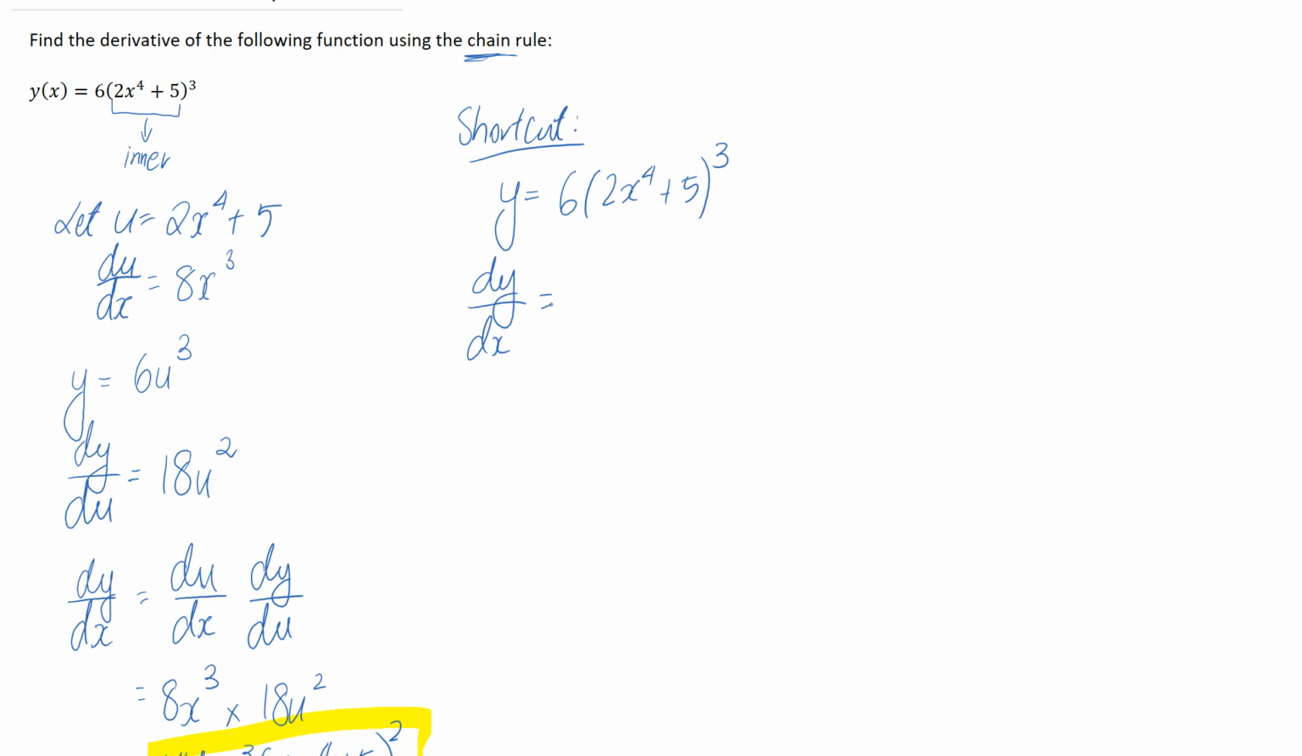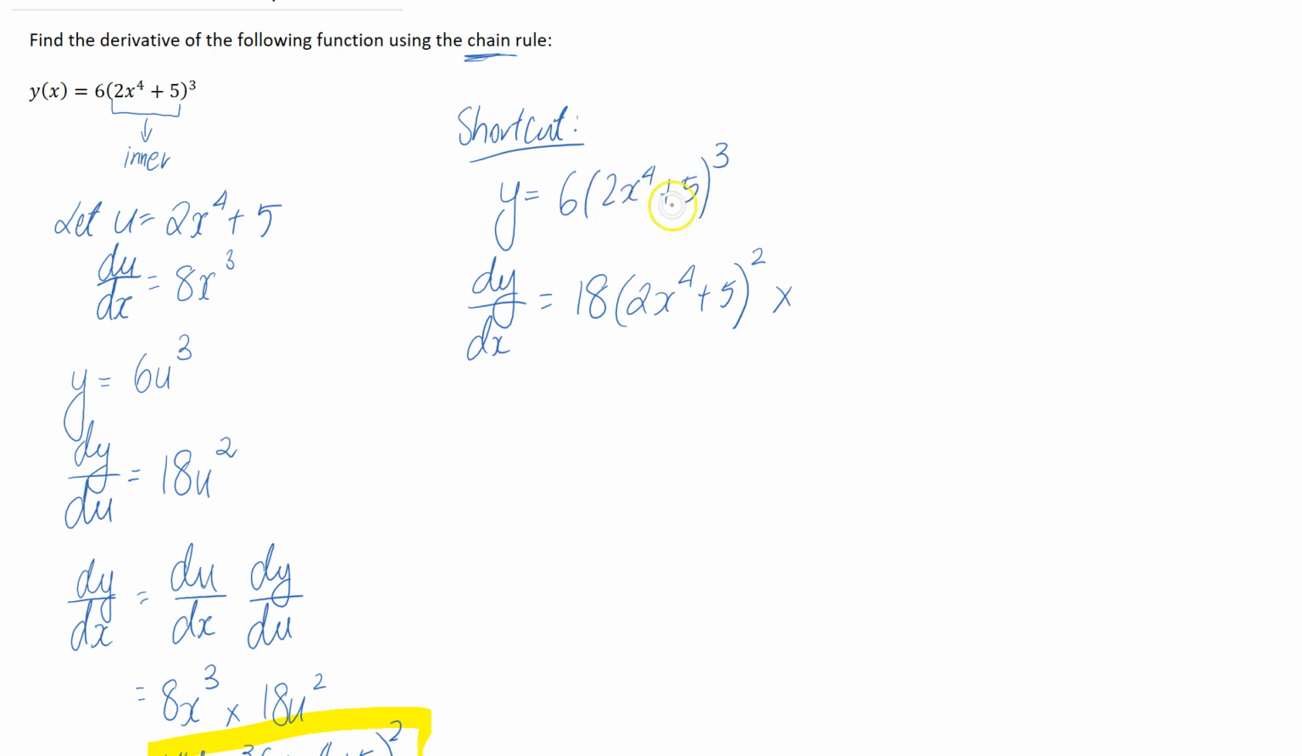Our starting point is to take the derivative of our outer function with respect to our inner. We're just considering this as 6 something to the power of 3, and we want to take the derivative with respect to the something, because that's our inner. So we go top number times front number, which is 18. We write out whatever that something is, 2x to the 4 plus 5. We take 1 off the power. And now we want to multiply by the derivative of our something, our inner function, with respect to x.